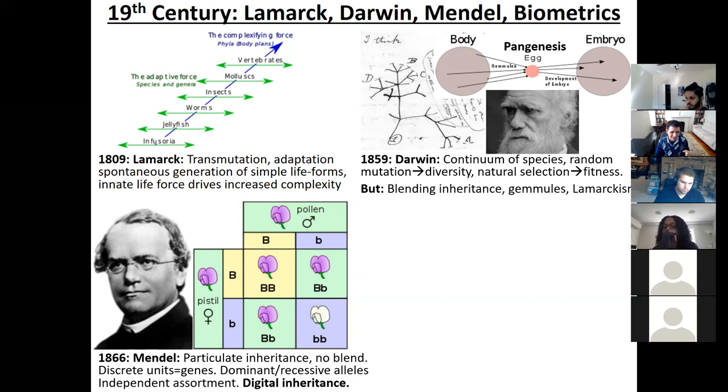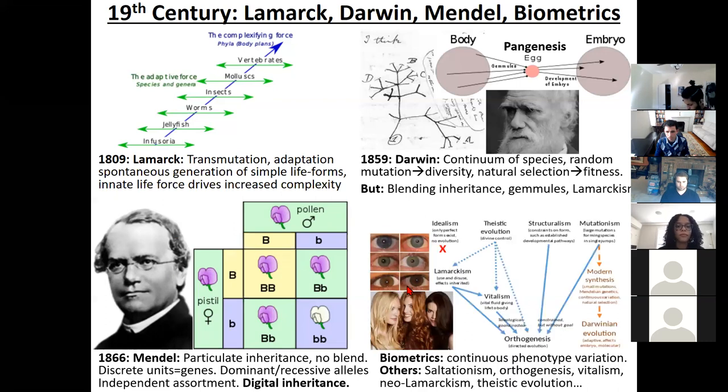And this concept of independent assortment, namely a concept of digital inheritance, the fact that you could have round or wrinkly, you could have colored or white, you could have multiple traits which were independently recombined. So Mendel's ideas unfortunately became completely ignored for about 50 years until the 20th century.